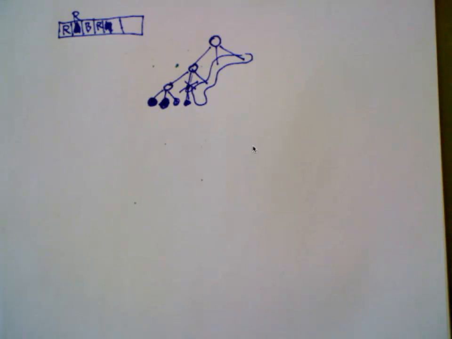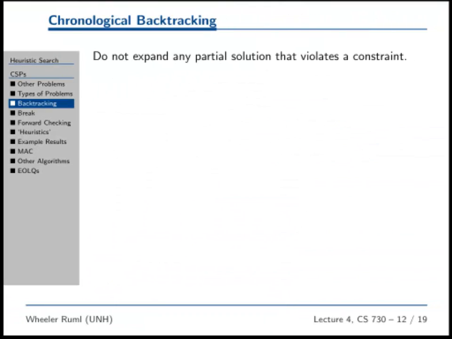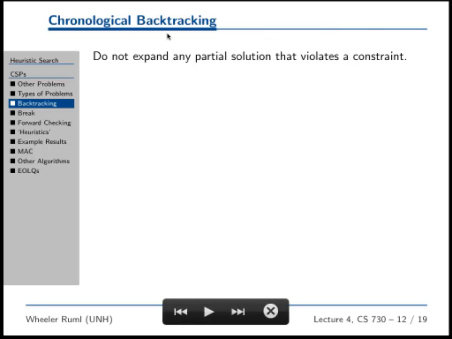I don't even know if there's a name for that. It's just such an obvious thing to do. Well, I guess it's what I wrote on this slide entitled Chronological Backtracking, so maybe it's part of chronological backtracking: don't even expand a partial solution if it violates a constraint. So that's the very simplest kind of CSP algorithm, constraint satisfaction problem algorithm. It's this chronological backtracking. Everyone okay with that?